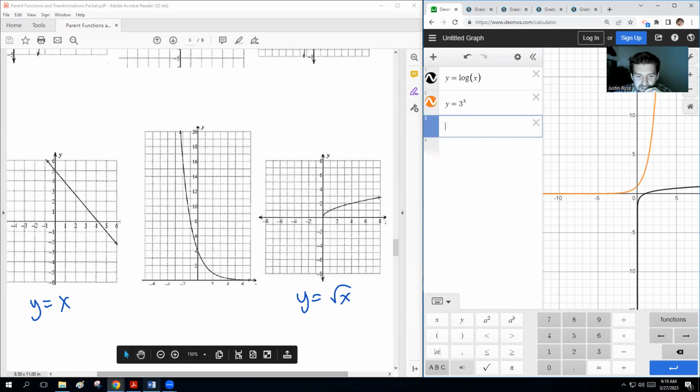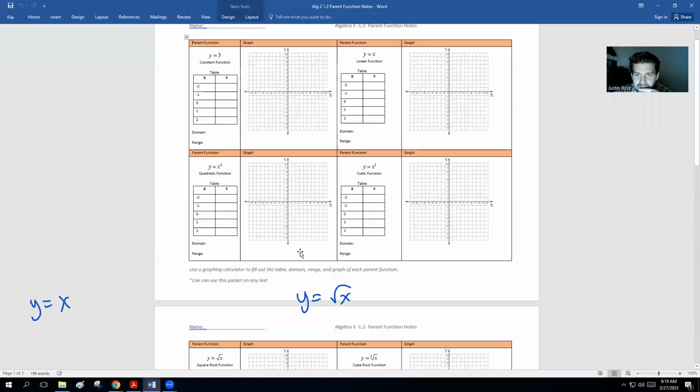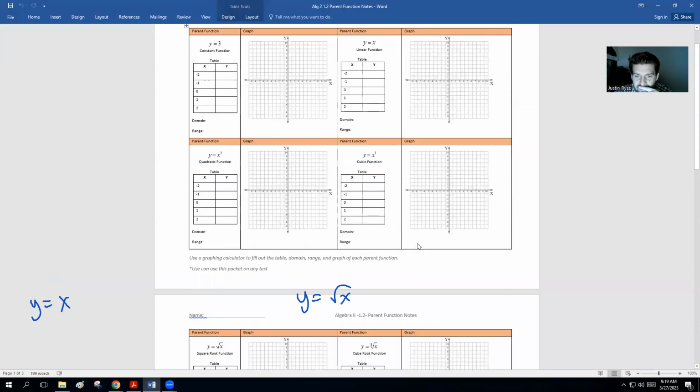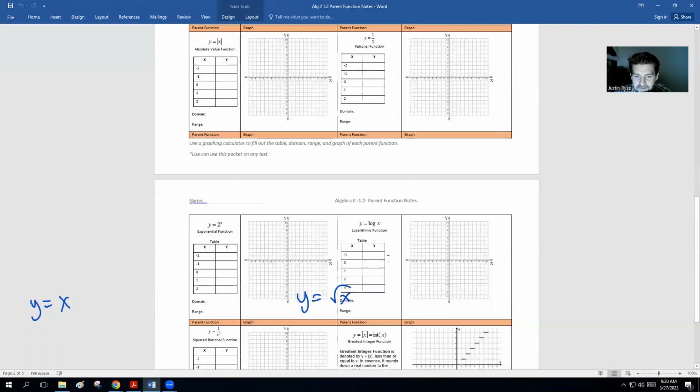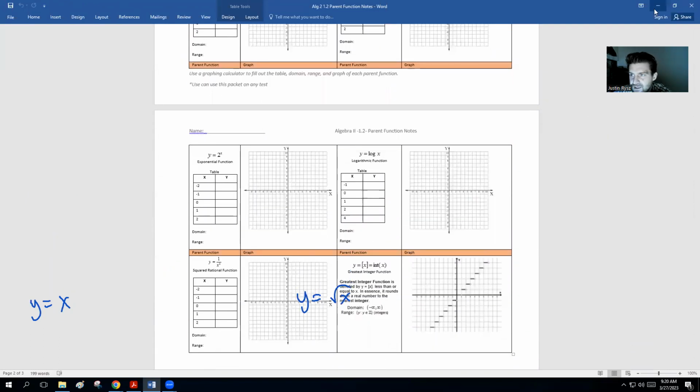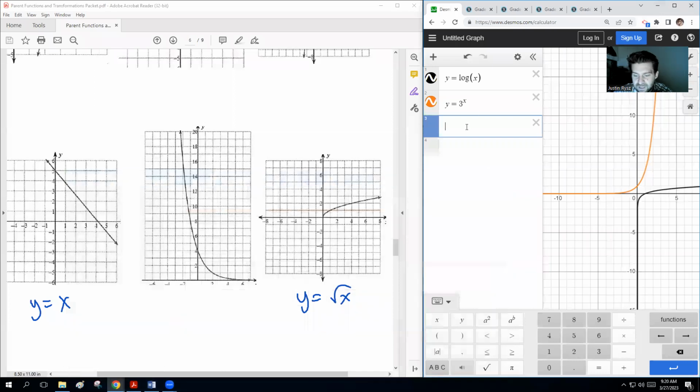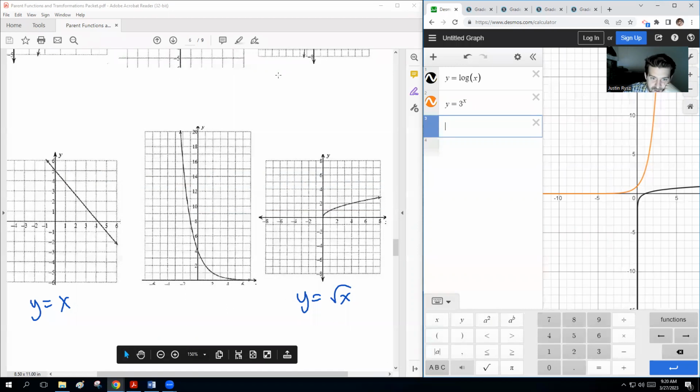Do we have any other ones here? Going back to our notes. Okay, no. Cube root, no. Y equals x, no. All right, so I would definitely say that this one is an exponential, which is y equals some number to the x.